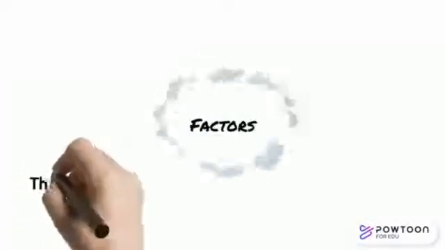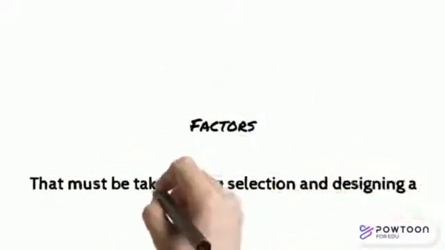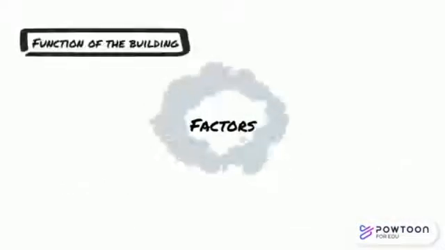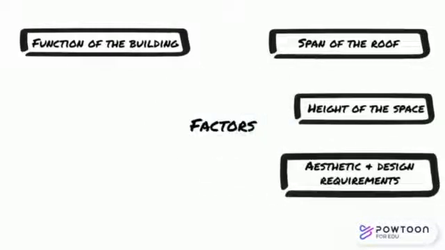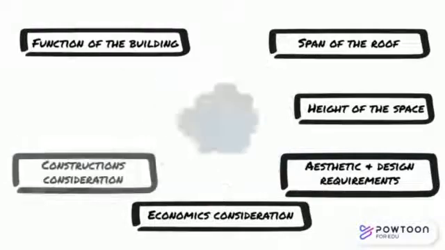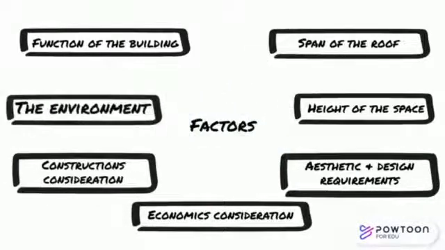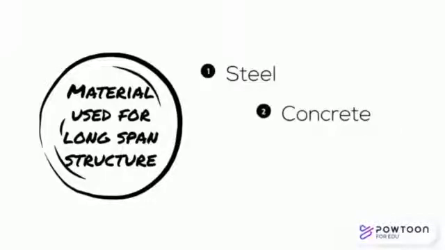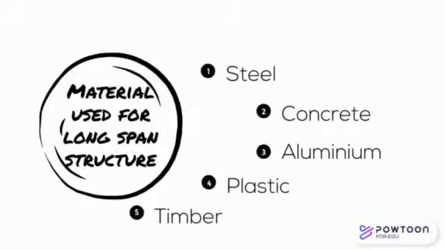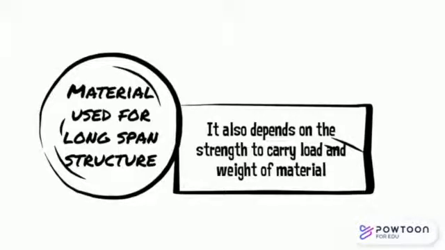For this part, we explain the factors that must be taken into consideration in the selection and design of a suitable roof structure. They consist of the function of the building, span of the roof, height of the space, aesthetic and design requirements, economic considerations, construction considerations, and the environment. The materials used for a long span structure are steel, concrete, aluminum, plastic, and timber. The material used depends on its strength to carry load and the weight of the material.